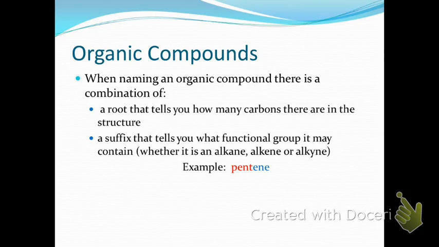When you name an organic compound, there's a combination of 2 parts. A root, which is the beginning, that will tell you how many carbons there are in the structure, and then a suffix that will tell you if it's an alkane, an alkene, or an alkyne. So in my example, the pent tells you there's 5 carbons, and the ene tells you it's the alkene family.